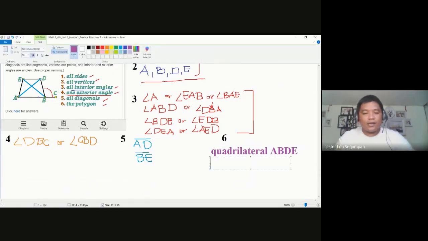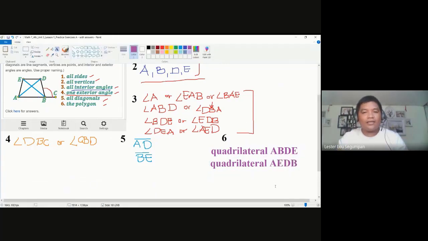For clockwise motion, you could also name this quadrilateral, and we still start with A. So A, E, D, and B. These are just two of the possible names for this quadrilateral because we have started with vertex A. If we start with vertex E and do the counterclockwise and clockwise patterns of the vertices, we could come up with more possible names.